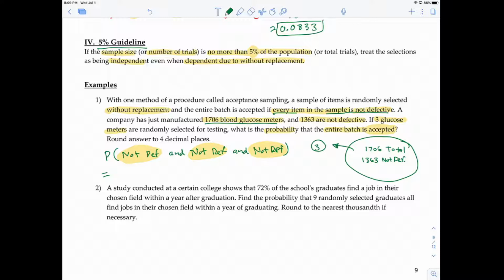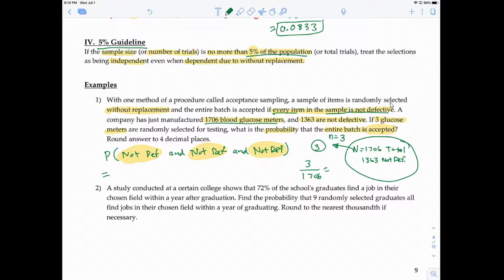So we have to check. How do we check? Well, we know that the sample size is 3, and we typically denote the sample size with the lowercase letter n. So n is 3, and we have to ask ourselves: is 3 5% or less of the total population? To figure that out, we would take 3 divided by the total, which is 1706. This is uppercase N, which is used to denote the population. Let's see what we get.